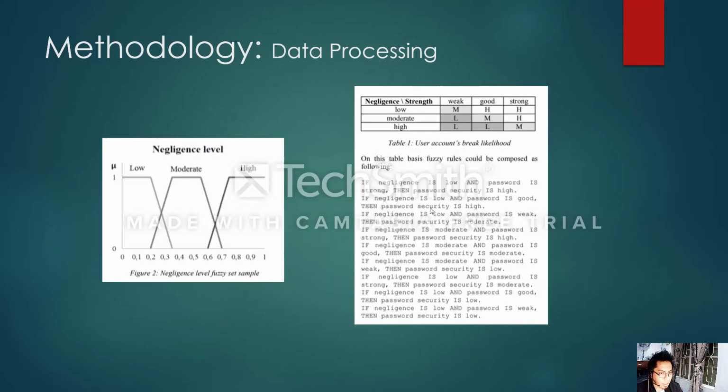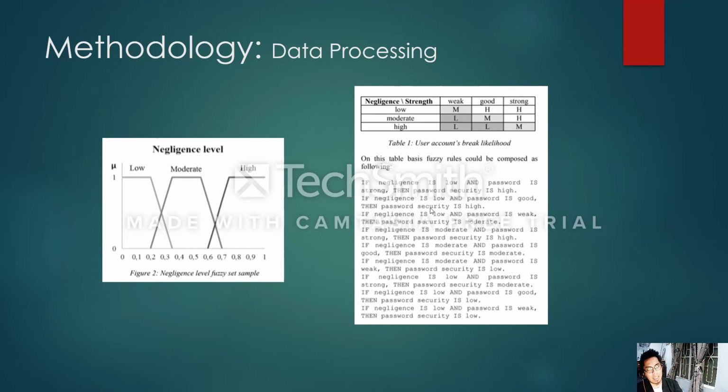PowerPoint slide. So once they were able to process the data, they considered the two main factors, which are the negligence level and the password strength. On the left is the graph. I believe this might have come from MATLAB. They have considered entry numbers 0, 1, 2, and 3 as low negligence, 2, 3, 3, 4, 5, 6 as moderate negligence, and 7, 8, 9, and 10 as the high negligence, and for the password they have three values, which are weak, good, and strong.